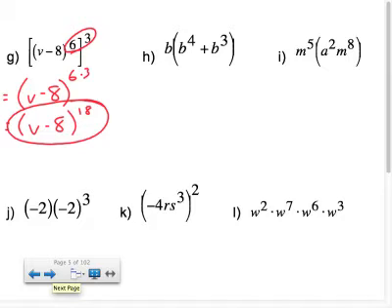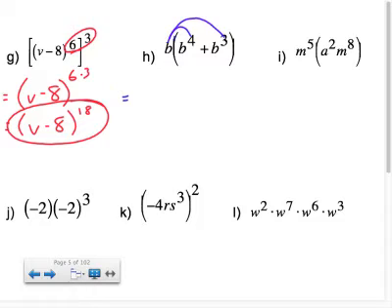In part H, you look at this and you say, okay, I look inside, I have b to the 4th plus b to the 3rd. I can't do anything there, because b to the 4th and b to the 3rd are not the same power, so I can't add those two things together. The only thing I can do in part H is distribute the b.